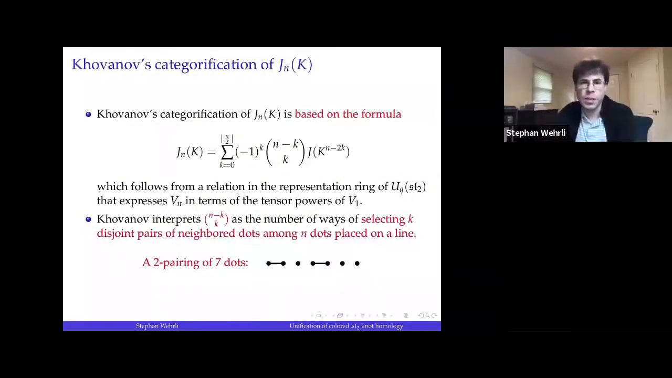Okay, so this is this category, and next I want to recall the definitions of these two categorifications of the colored Jones polynomial. So I first want to discuss Khovanov's construction. Khovanov uses this formula which expresses the colored Jones polynomial in terms of the Jones polynomials of the cables of K. And you see that in this formula, you have these binomial coefficients. And what Khovanov does is he just interprets these coefficients combinatorially. So he interprets this coefficient as the number of k-pairings of n dots, where a k-pairing is just a way of selecting k disjoint pairs of neighboring dots among n dots on a line. So here we have a 2-pairing of 7 dots.